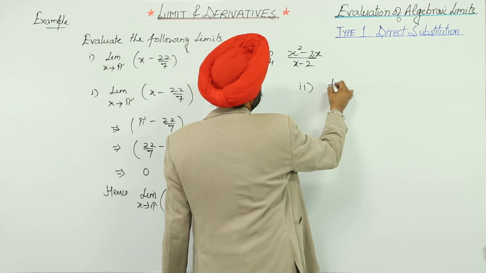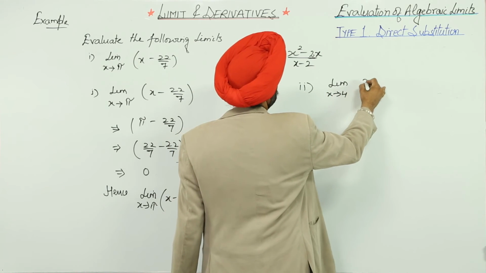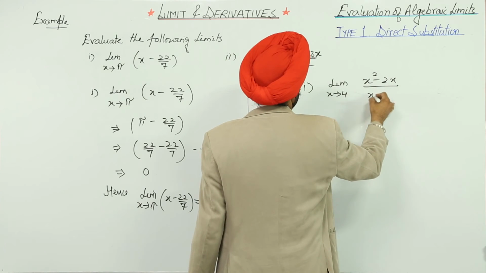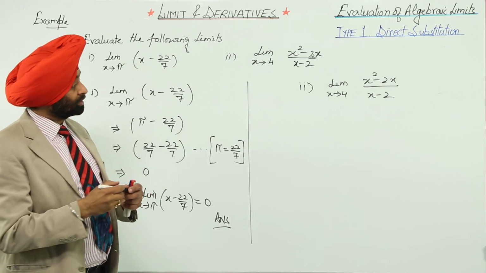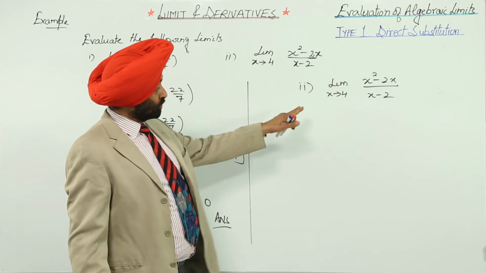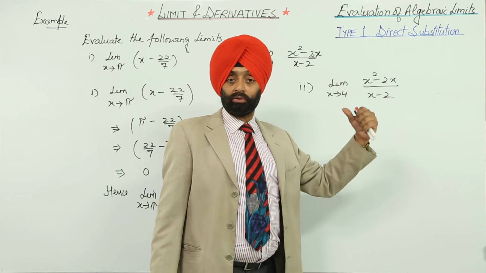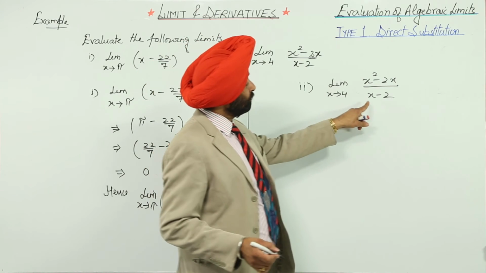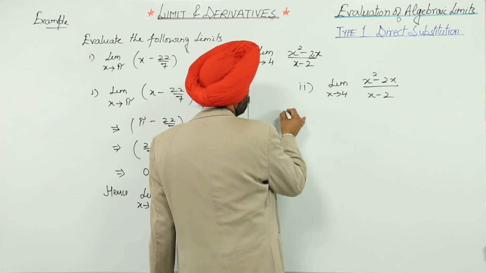Second is limit x approaches to 4 x square minus 2x upon x minus 2. Now the very first step which you have to consider, that is by approaching the given limits, just check it, denominator should not become 0. So now here if we are putting 4 here, we are not getting 0, then we can proceed it easily.